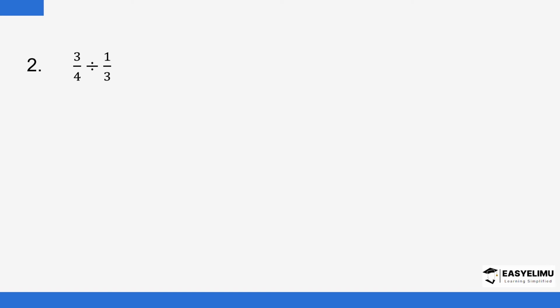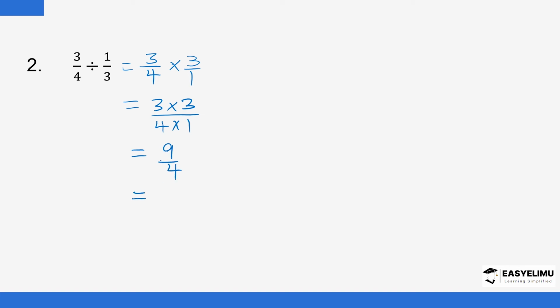So again, we have the second example here. So the rule still applies. The first fraction is written the way it is, 3 over 4. The division sign changes to multiplication, and then the divisor here, the second fraction, is inverted upside down. So 3 over 1. Then again, you multiply the numerators and you multiply the denominators, and then you simplify. So 3 multiplied by 3, and then 4 multiplied by 1. So that is again going to be 9 over 4.